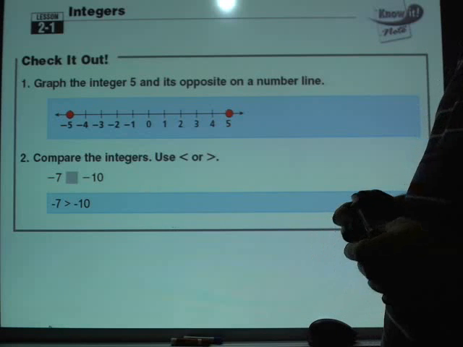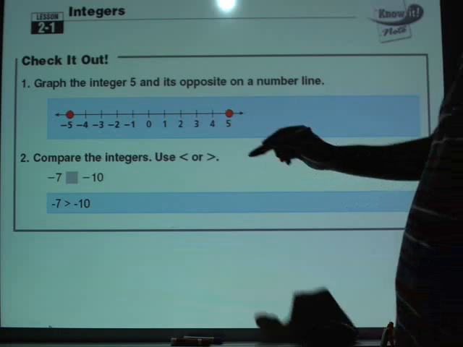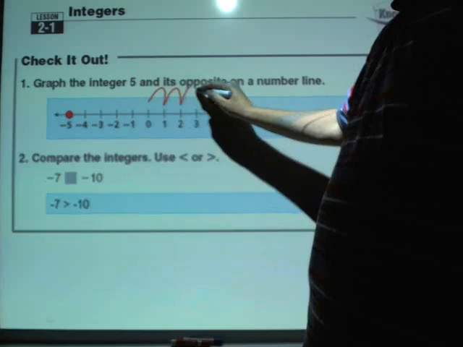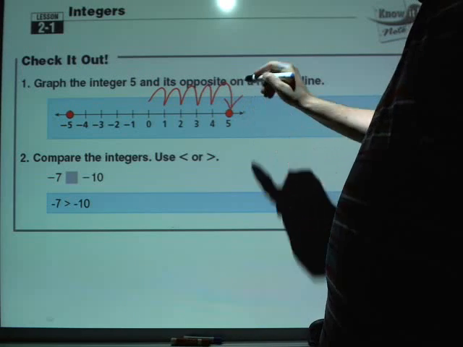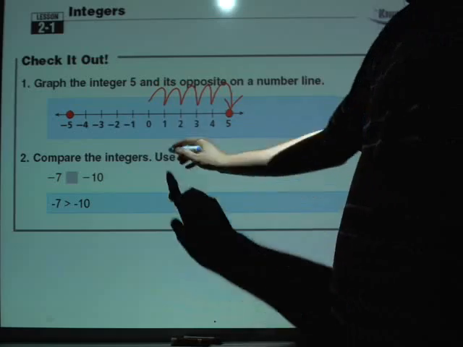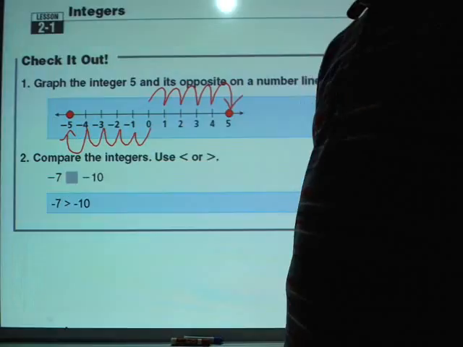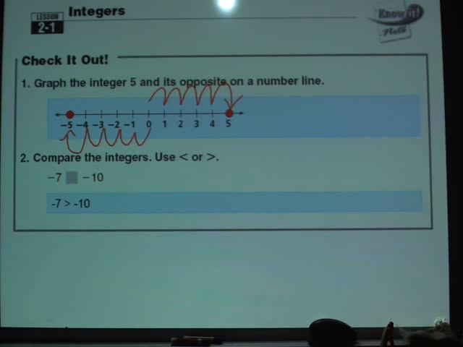And again, when we're talking about the opposite, it's the same number of jumps away from 0, but in the opposite direction. So to get to 5, I have to make 5 jumps to the right from 0. So when I count off 5 jumps to the left, that's going to be its opposite. And as you can see, I did that, and I got negative 5.